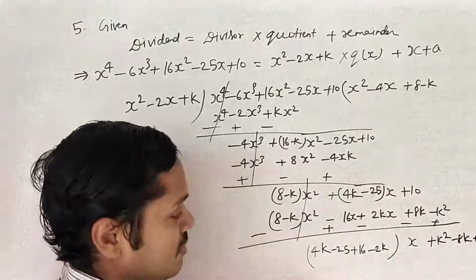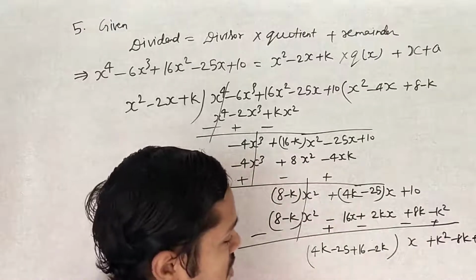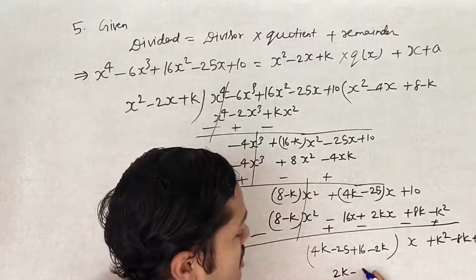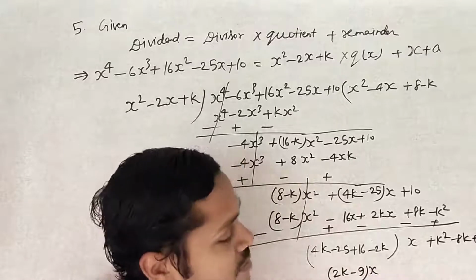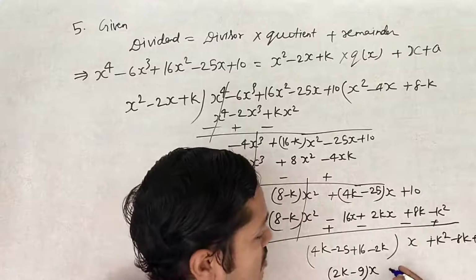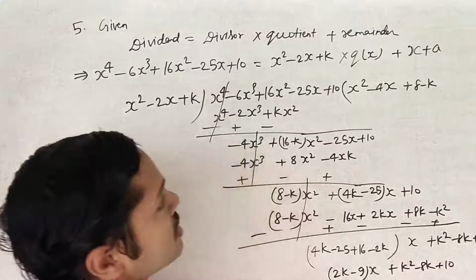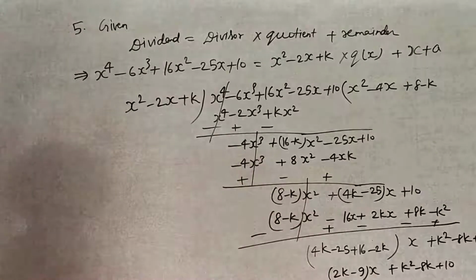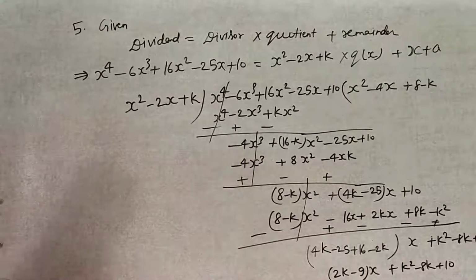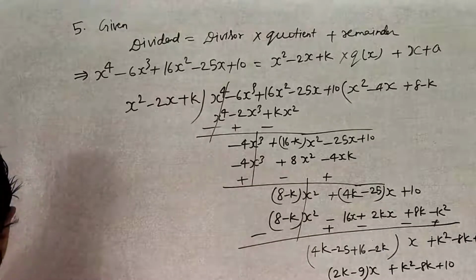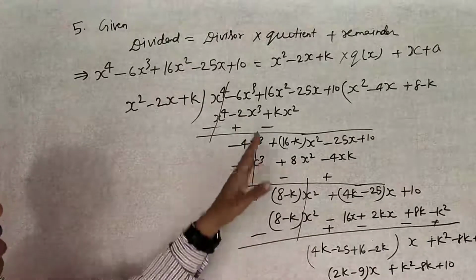Now look at what we are getting. 4k minus 2k. 25 minus 16 is 9. The (2k − 9) into x. (2k − 9) into x plus k² minus 8k plus 10. Clear? Now look, this is the remainder, and we have to make it equal to x + a. Therefore, first of all, copy this question.